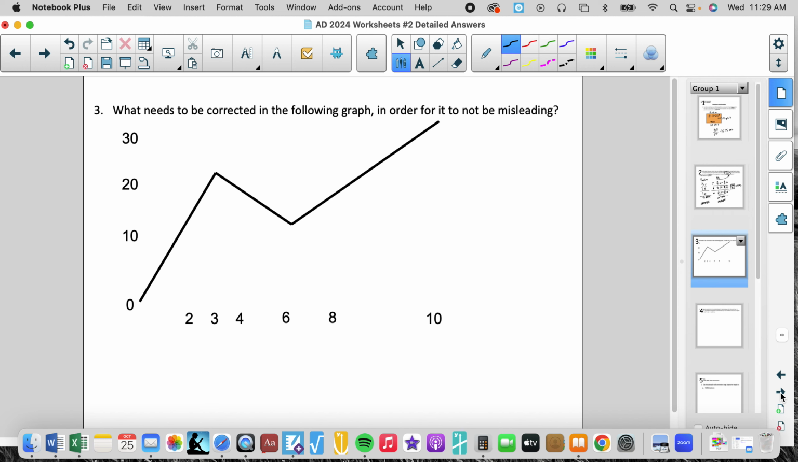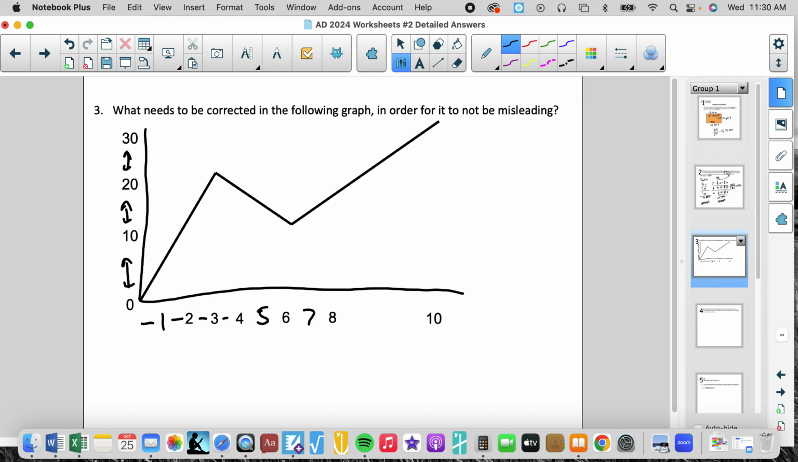Number 3. Let's take a look at that. It says, what needs to be corrected in the following graph in order for it to not be misleading? All right, well, there's a lot of things missing. When we have this chart, it typically looks like that. One of the things is we have to make sure that the spacing between these intervals is even, and that's probably 1. This spacing also, that's 5, 7, 9. Ooh, that's interesting, so that doesn't look like very good spacing.